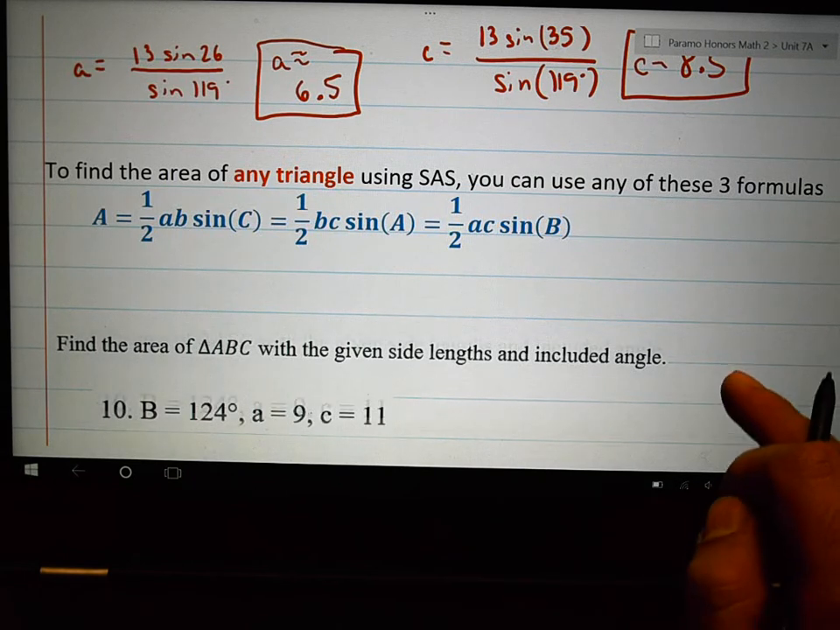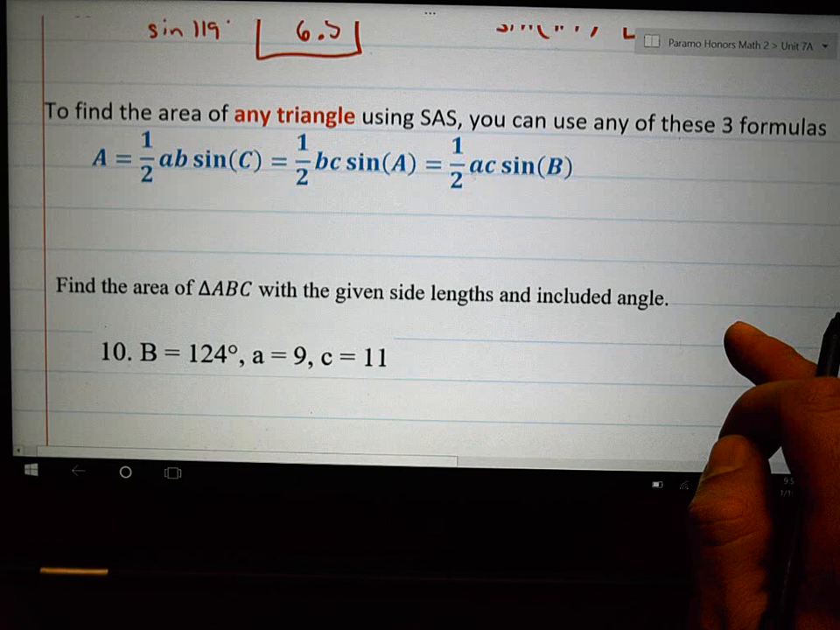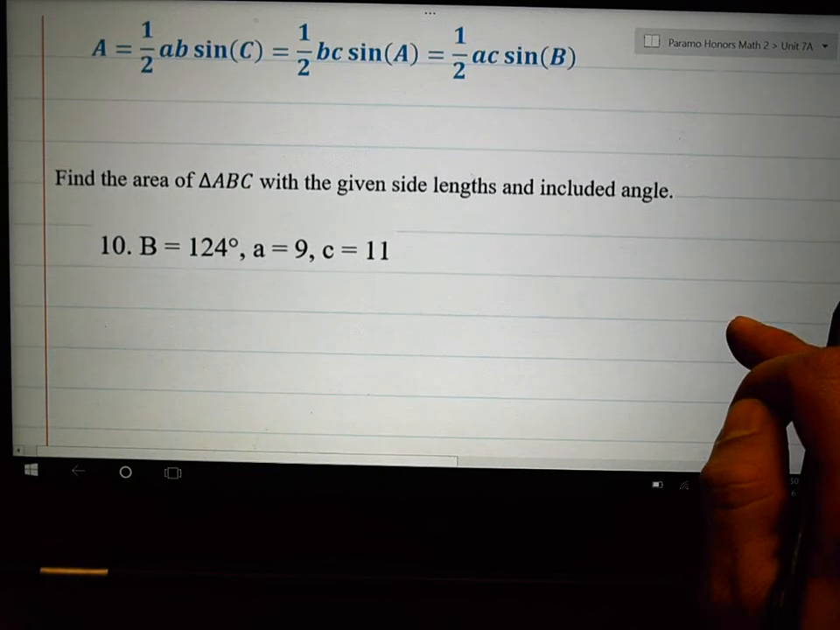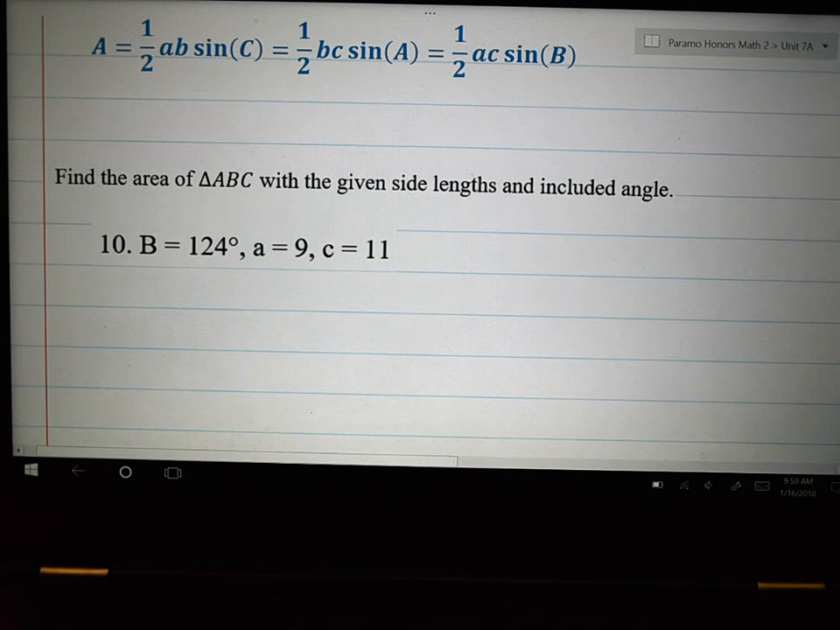So let's see how it works. Number 10, this is our last example. Find the area of triangle ABC with the given side lengths and the included angle. You could draw a picture if you wanted to. You don't need to.